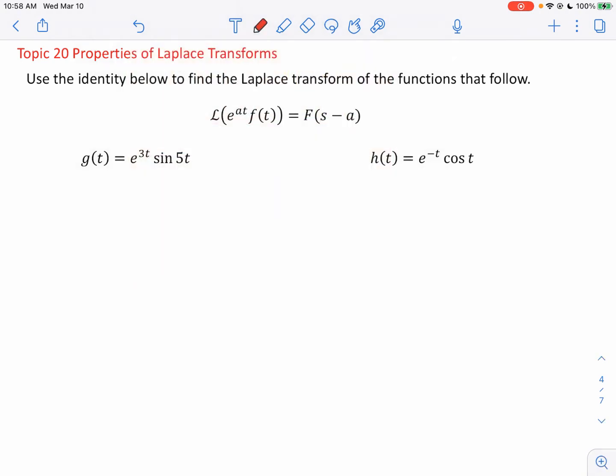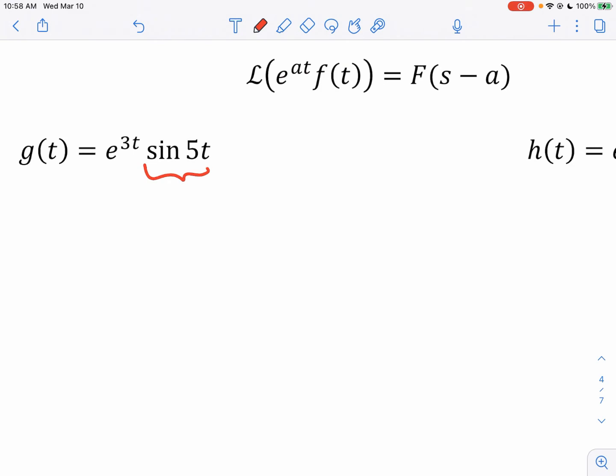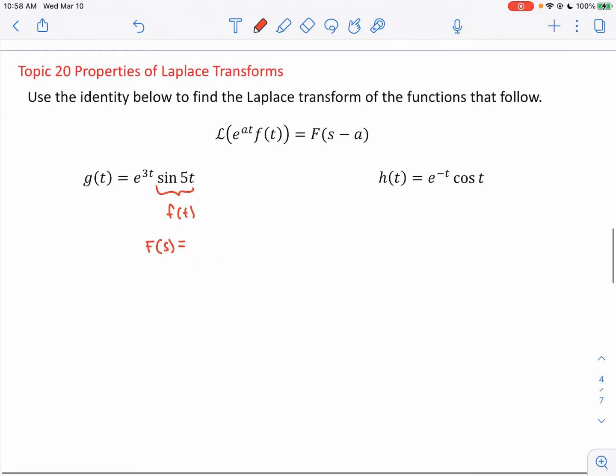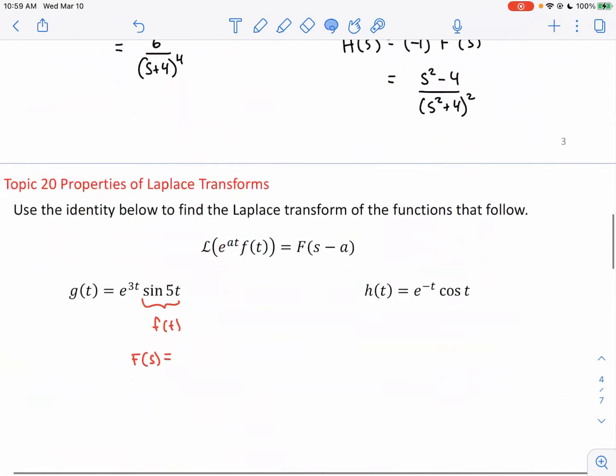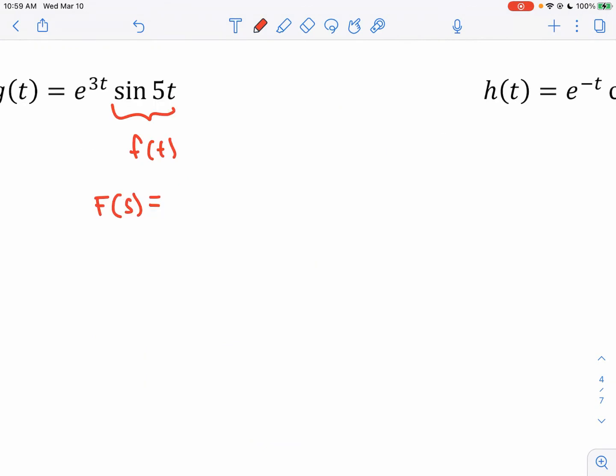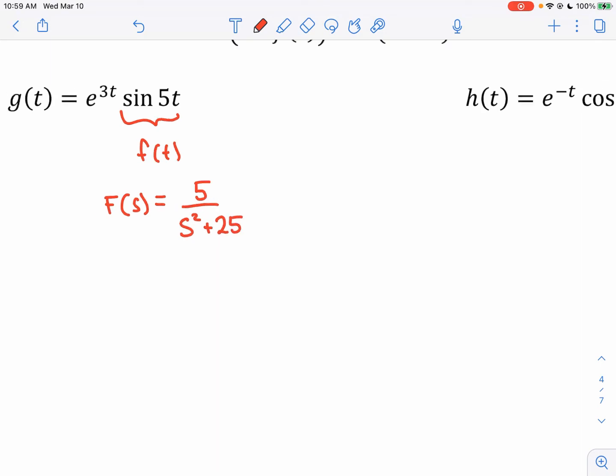Okay, so in the first example here, we have sine of 5t as our f of t. So let's figure out what the capital F of s function is. So sine 5t, go back to our table. Sine of bt is b over s squared plus b squared. So sine of 5t will be 5 over s squared plus 5 squared, which is 25. I apologize for the 5's and the s's, it's very easy to confuse s's and 5's, so be careful.